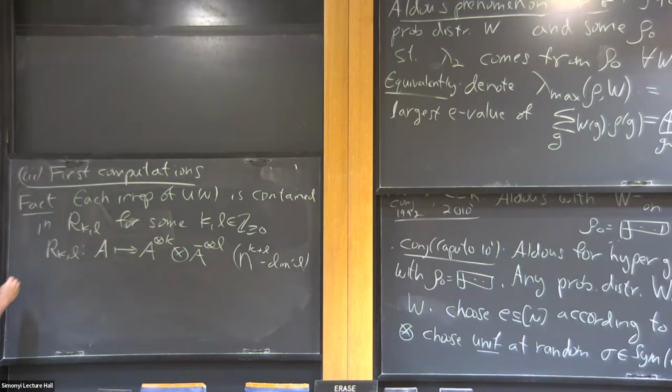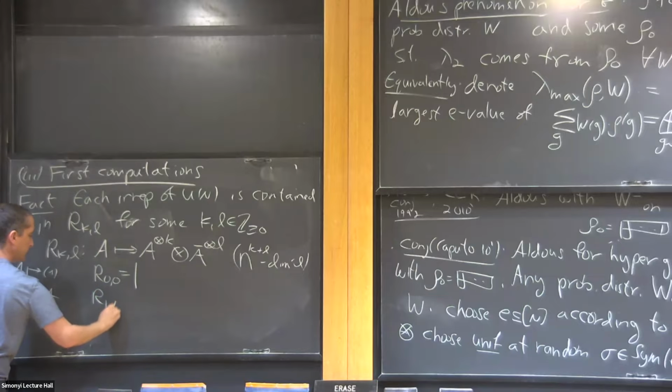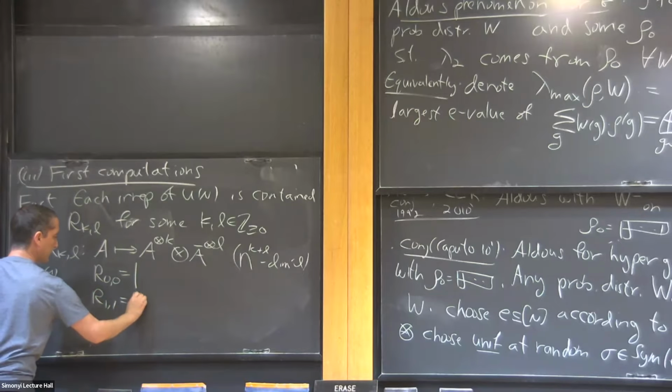And so I want to state again these examples. R_{0,0} is just the trivial representation, remember? R_{1,1} is the standard one. It's this one.